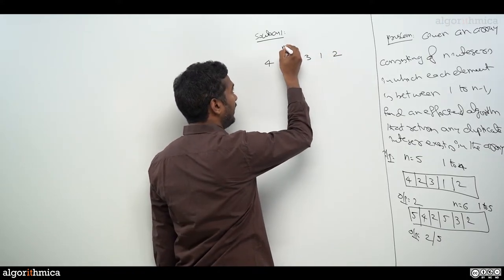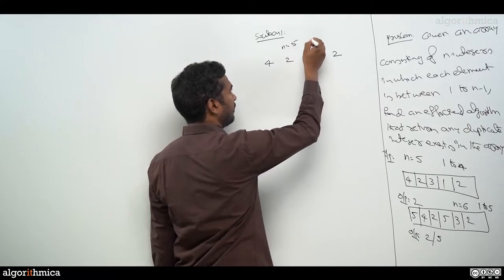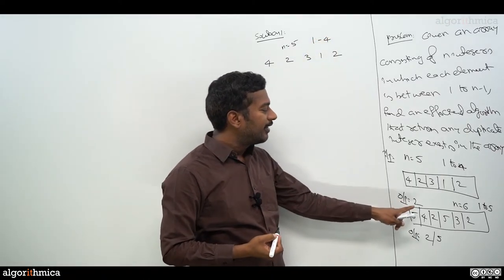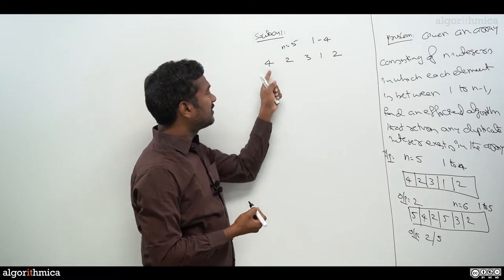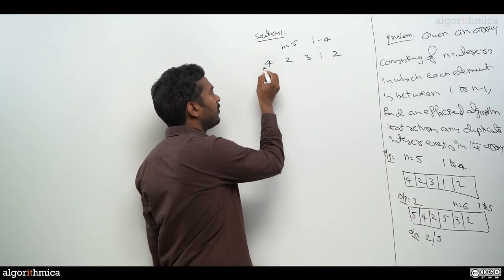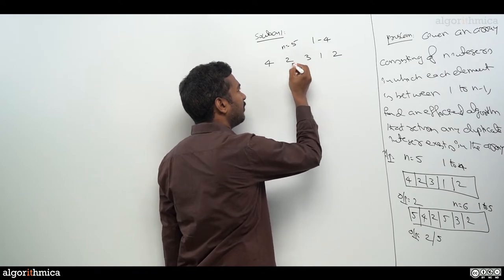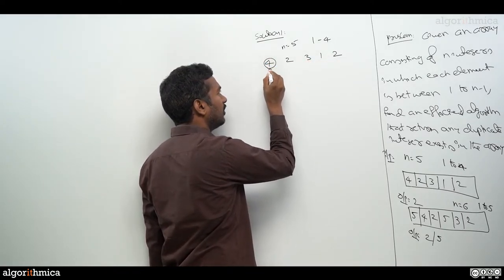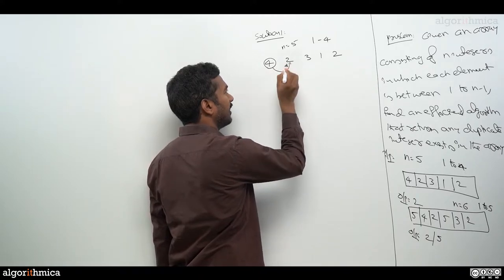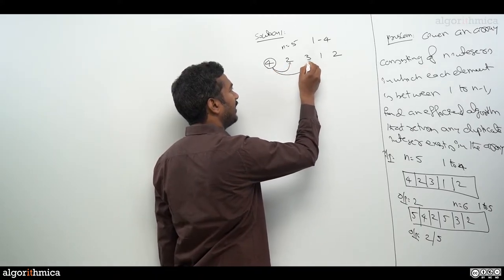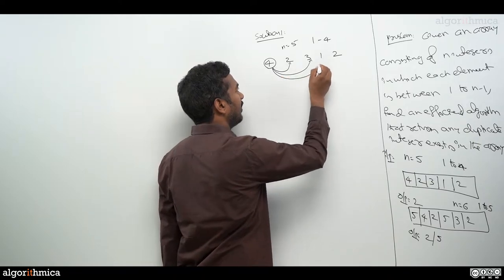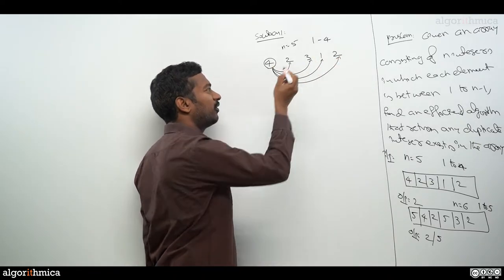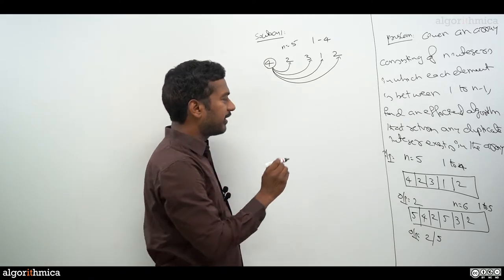So our n is equal to 5 in this case. The range is definitely 1 to 4. Now, how do I get an answer? If you just look at this clearly, one simple way of finding which number is repeated is, I can start with 4. Now I'm checking if 4 is available in the next slots. I'm looking at all the elements which are coming after 4. It's not matching. So 4 is not repeated, hence not a duplicate.